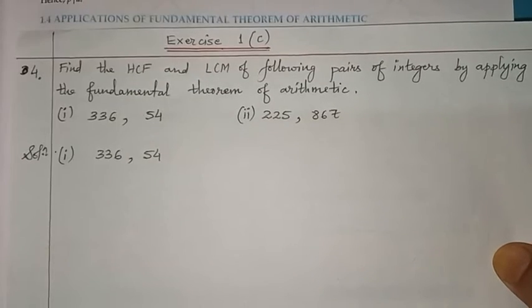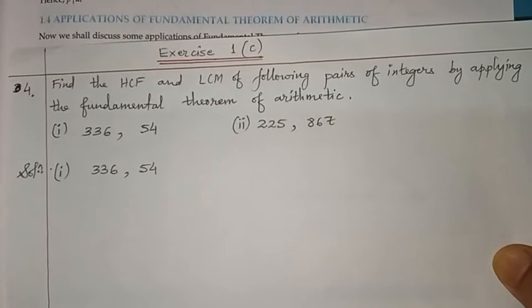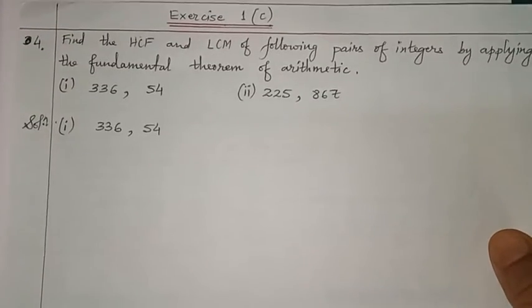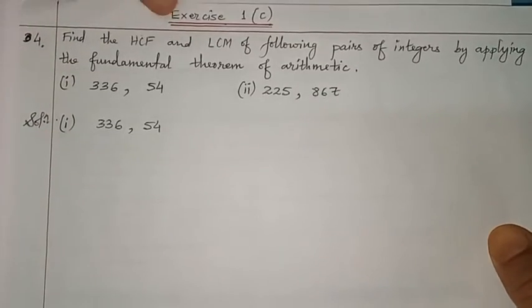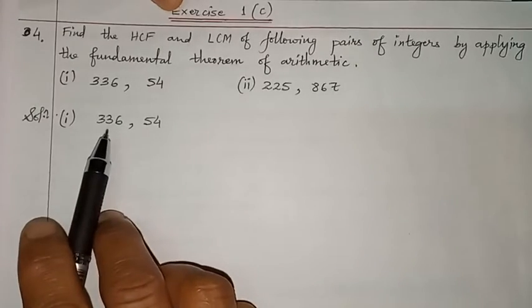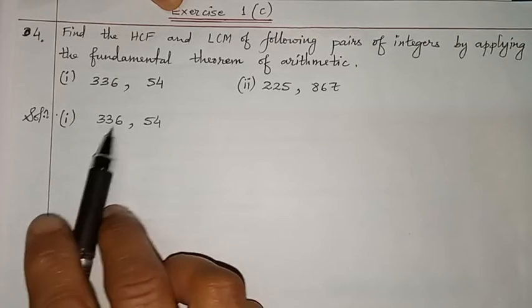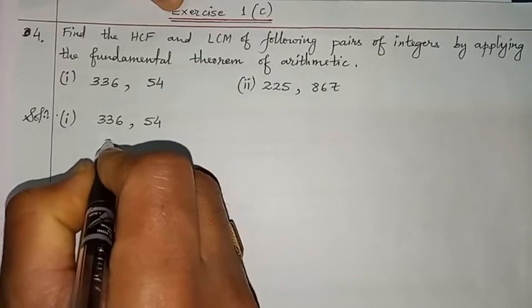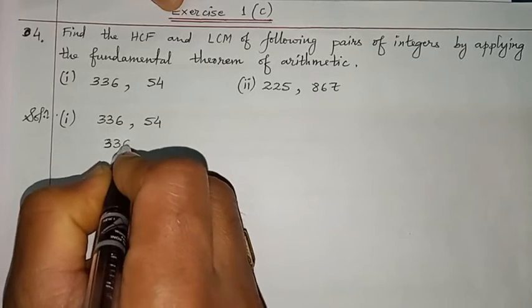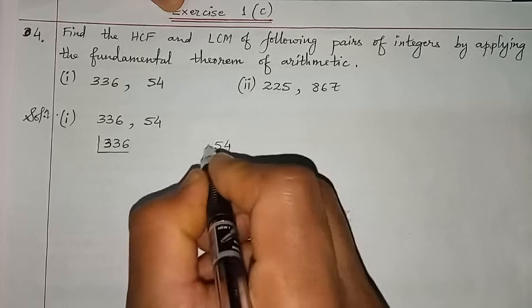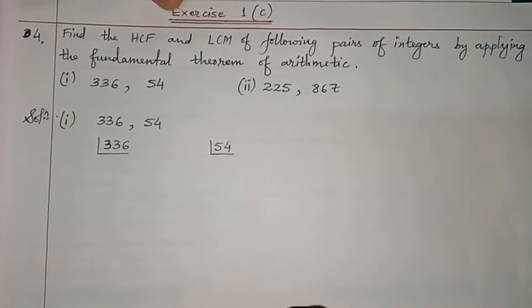So here I begin. If you remember the explanation in video number 12, I told you that to find the HCF and LCM of any two given positive integers, first of all you find the prime factorization of these given positive integers. So let's find the prime factorization. We have done this so many times. Here we write 306 and here we write 54.